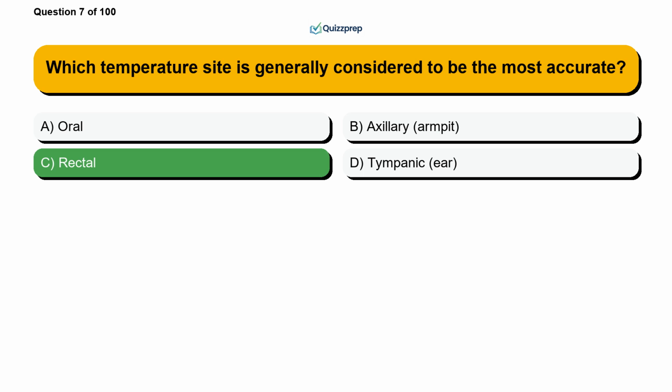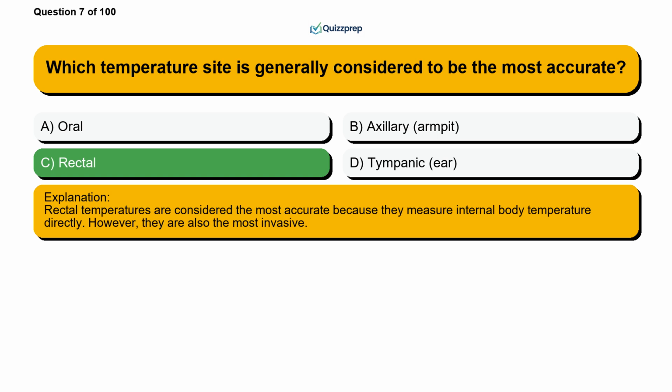Rectal. Rectal temperatures are considered the most accurate because they measure internal body temperature directly. However, they are also the most invasive.